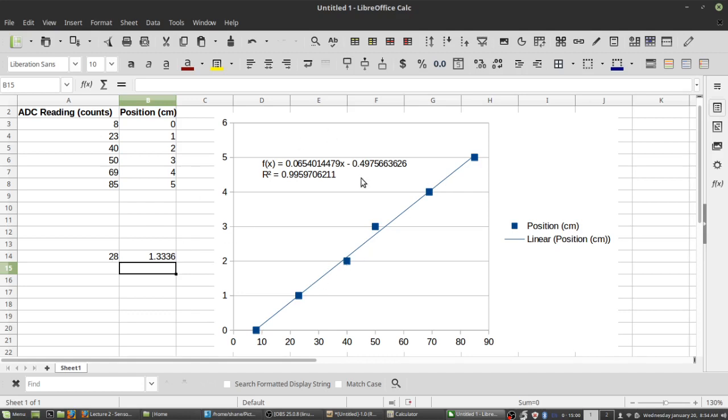So this is something that you would put in your program, in your firmware for your robot or whatever you're doing, to figure out what the actual units of your measurement are, not the counts, but the actual units from your sensor.